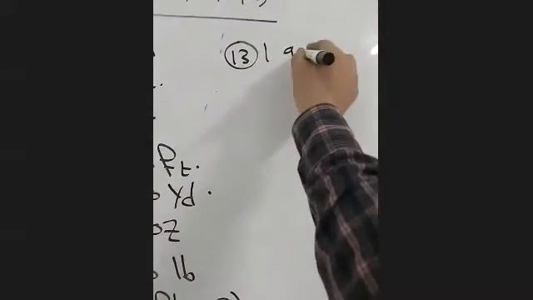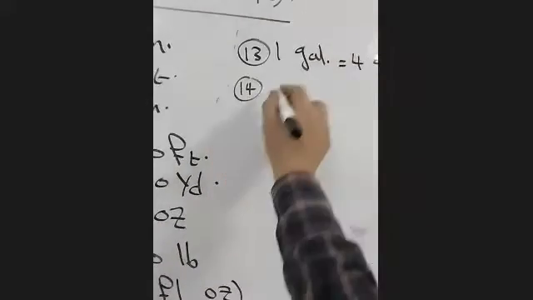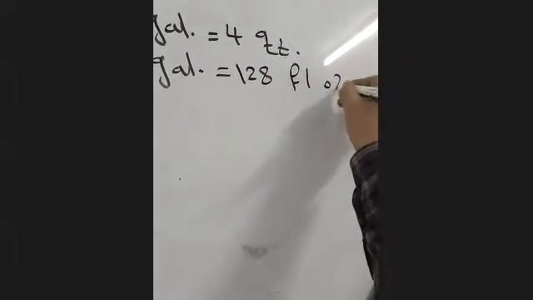Number 13, what do we have? 1 gallon equals 4 quarts. And the last one in this lesson, 1 gallon equals 128 fluid ounces.